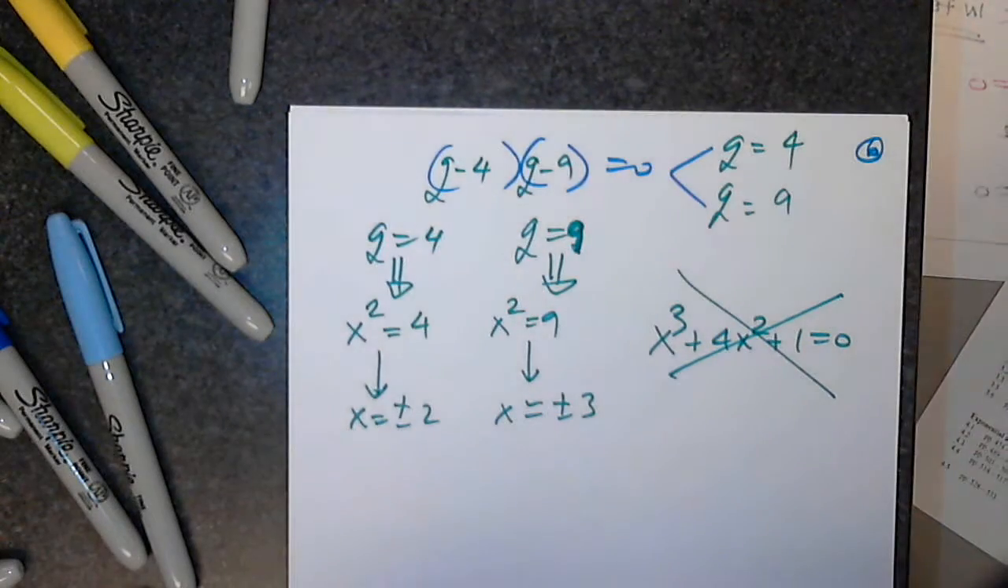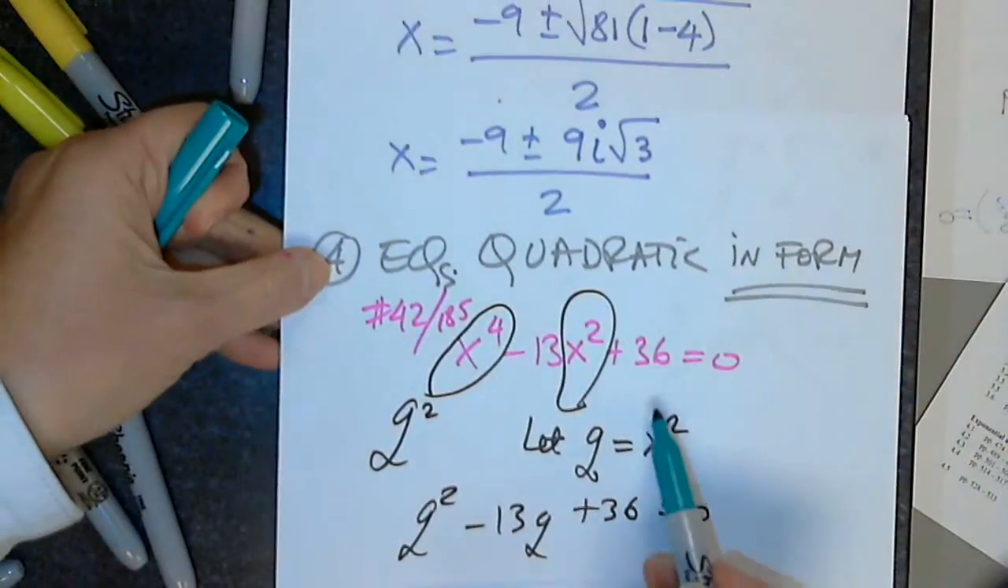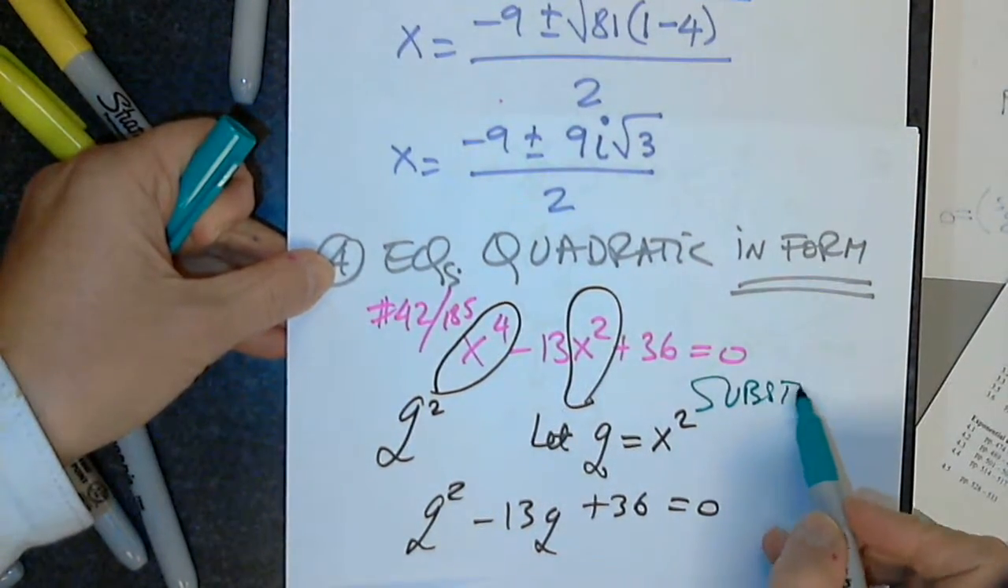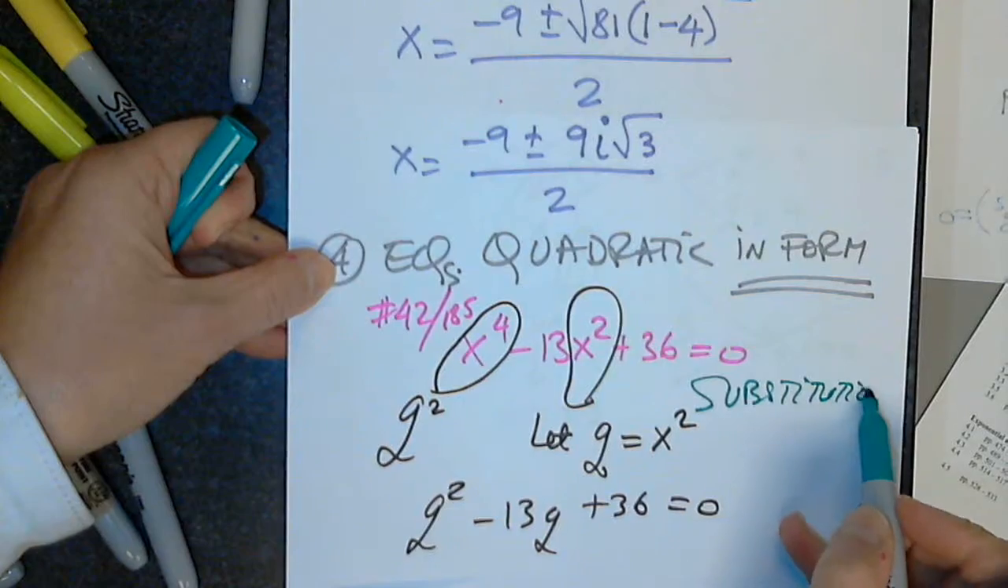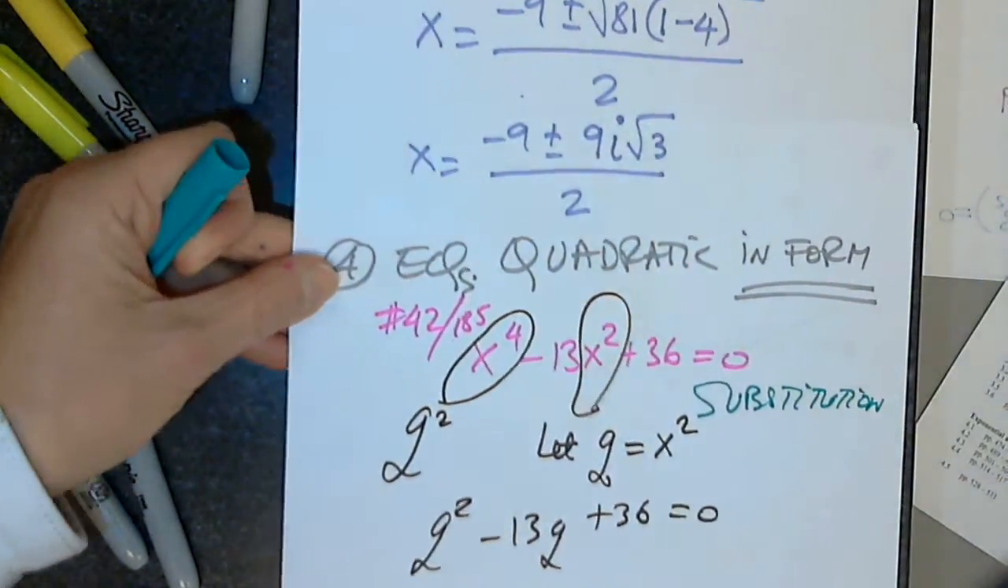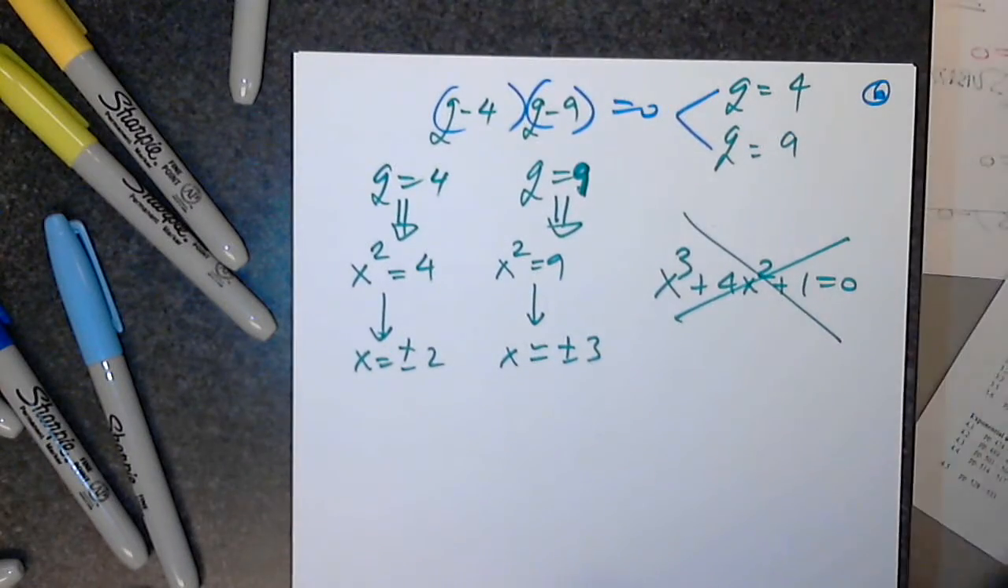This was a substitution. We substituted x squared with q. We said let q be x squared. We created an equation in q, and then we went back to the original variable. Any questions here?